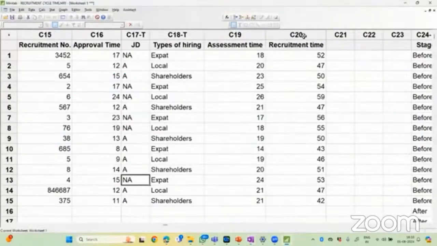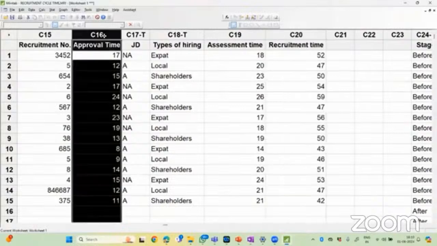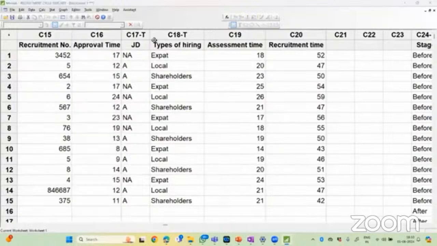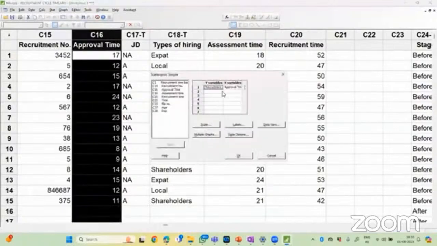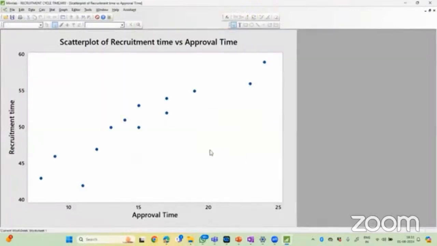First, let us investigate. Is the recruitment time affected by the approval time? Now, both are continuous data, isn't it? So I will do a scatter plot. Recruitment time and approval time. So I'll plot the data and it appears that as the approval time is increasing, recruitment time is also increasing. So there is a positive relation, means both of them are increasing simultaneously.